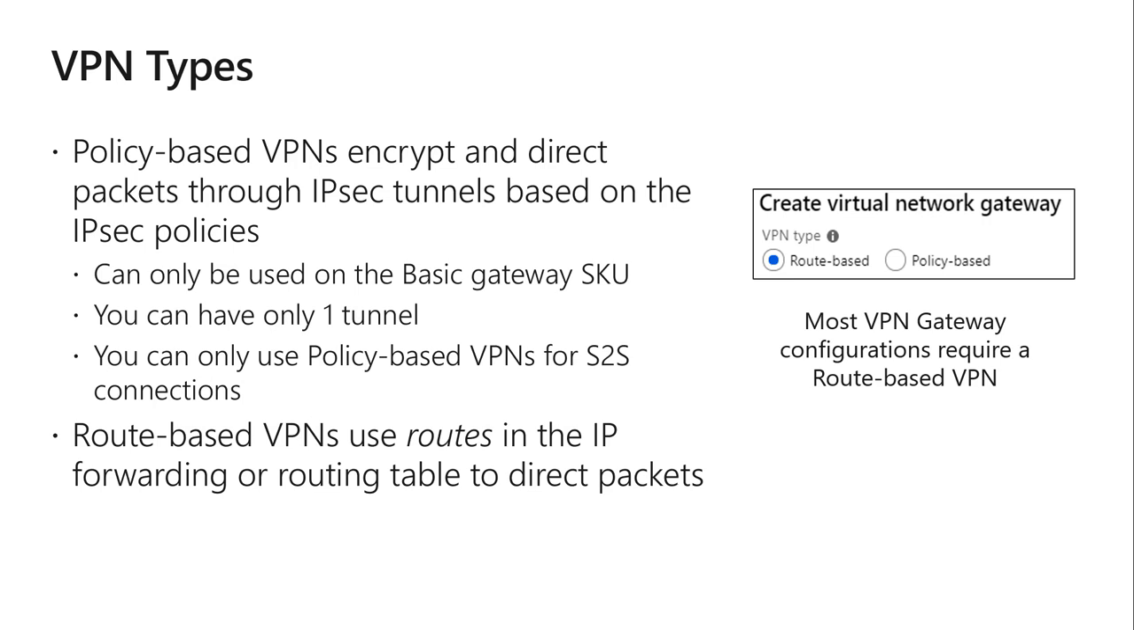And the second is route-based VPN. The route-based VPN uses routing, IP forwarding, or the route table to direct packets to their corresponding tunnel interface. The tunnel interface then encrypts or decrypts the packets in and out of the tunnels. The policy or traffic selector for route-based VPNs is configured as any-to-any, so it's a wildcard. Once a virtual network gateway has been created, you cannot change the VPN type. Remember, you cannot change the VPN type.